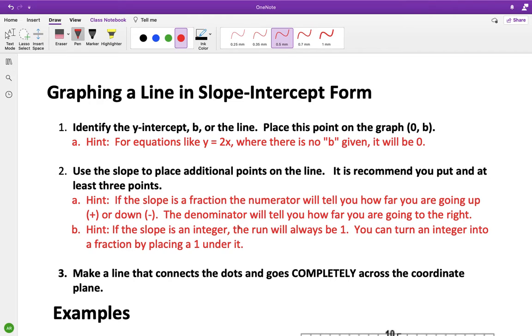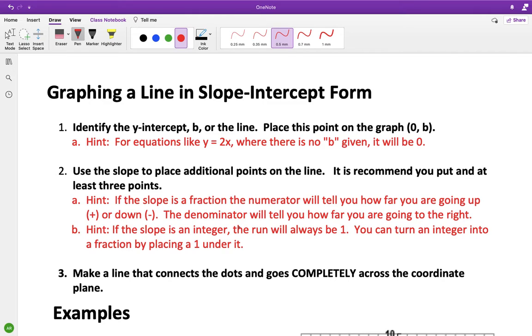So if you don't see a constant in the equation, right? If you see y equals and then a number that's tied to a variable, the variable x, but you don't see a constant, that constant will be a 0. Just think about it. You can always add 0 to something. It doesn't change anything. All right, step two.